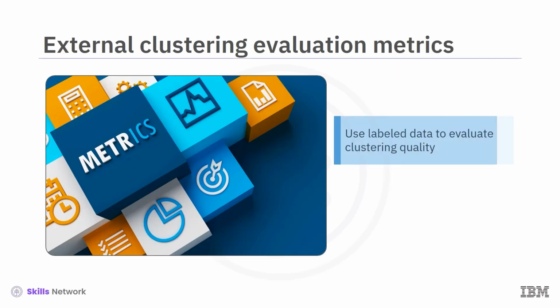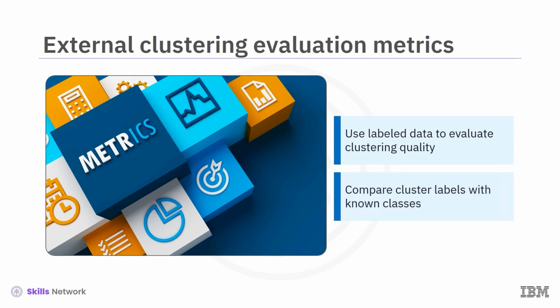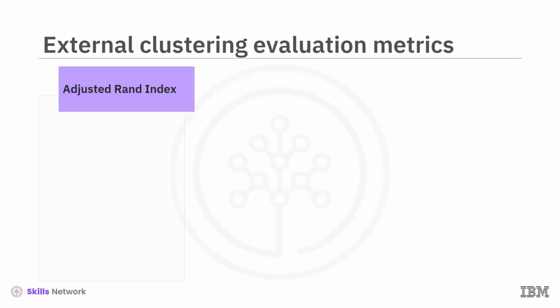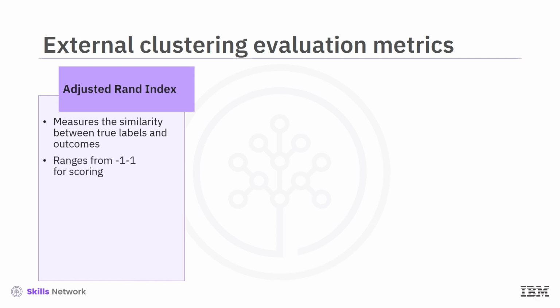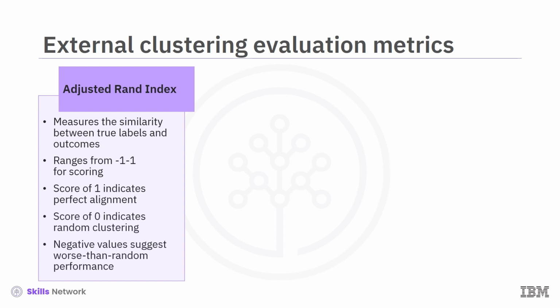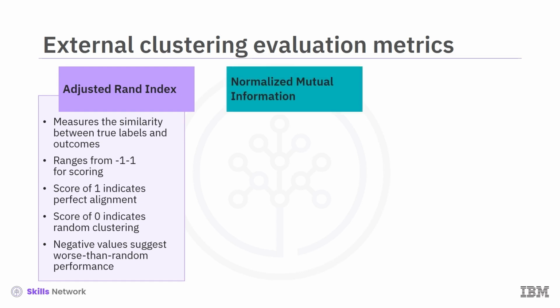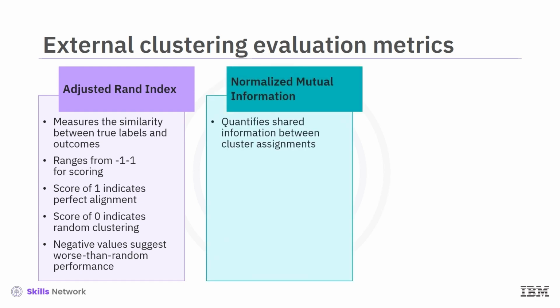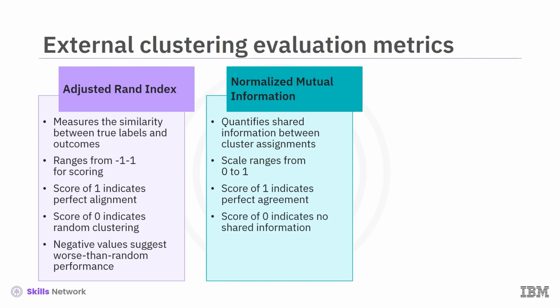External clustering metrics use labeled or ground truth data to evaluate clustering quality by comparing cluster labels with known classes. Adjusted Rand index measures the similarity between true labels and clustering outcomes, ranging from -1 to 1. A score of 1 indicates perfect alignment, 0 indicates random clustering, and negative values suggest worse than random performance. Normalized mutual information quantifies shared information between predicted cluster assignments and true labels on a scale from 0 to 1, where 1 indicates perfect agreement and 0 indicates no shared information.